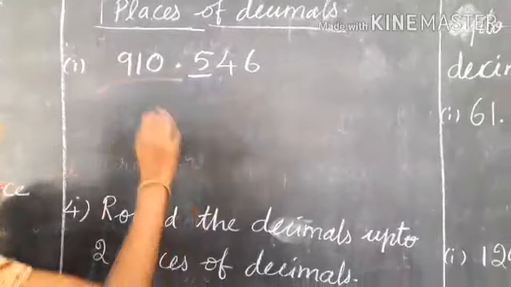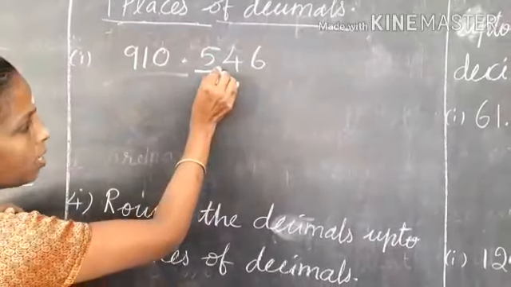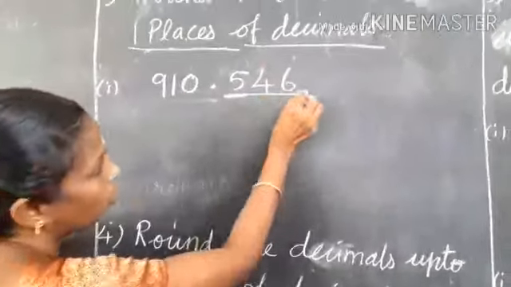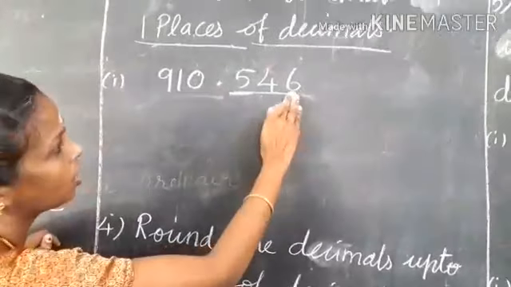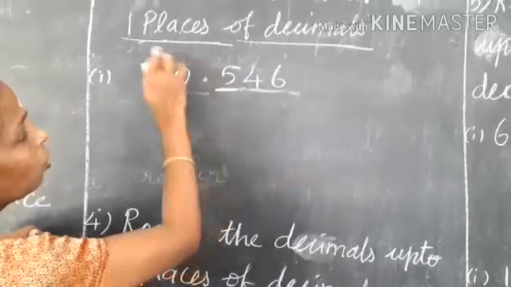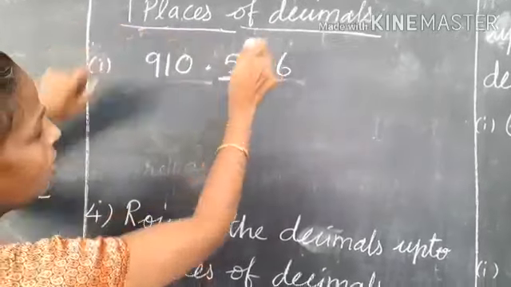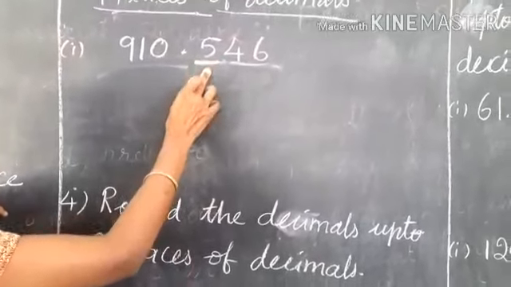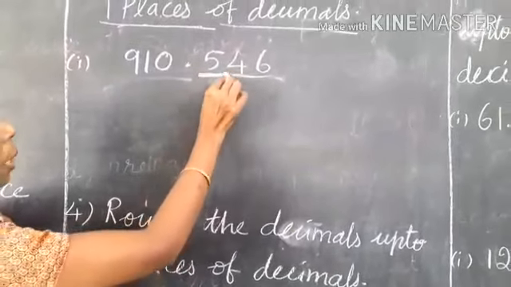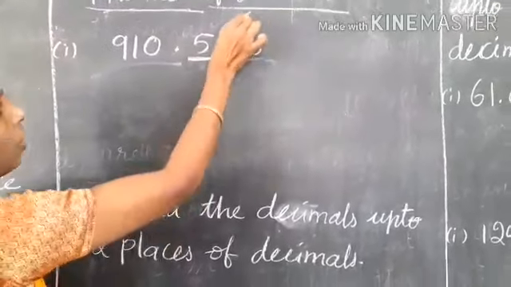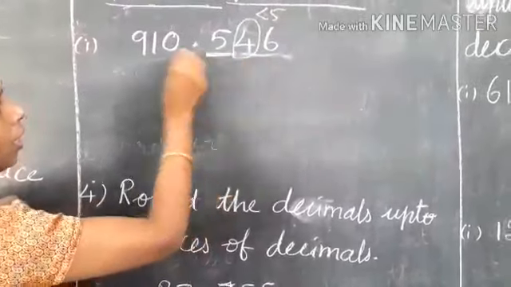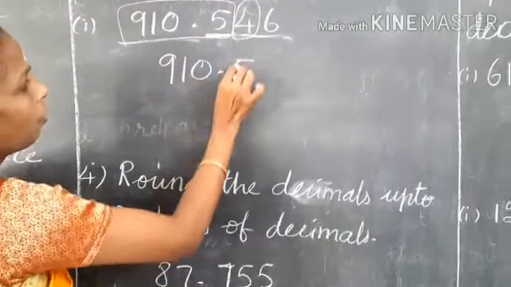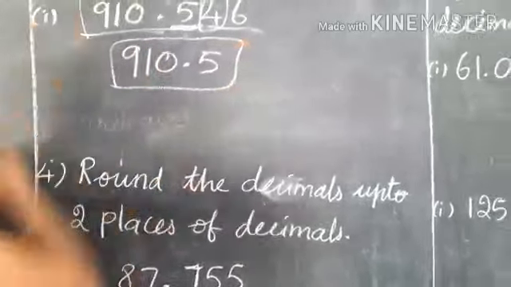Are you clear? 1 place of decimals means we should underline 1 place. 2 places of decimals means underline 2 places. 3 places of decimals means we have to take 3 numbers. Are you clear, children? Here they told us to round off to 1 place of decimals. So I underline the first number in the decimals. What about the next step? Compare the right side number, that is less than 5. So we need not add anything, we have to take the number as it is. 910.5 is the answer for the given question.